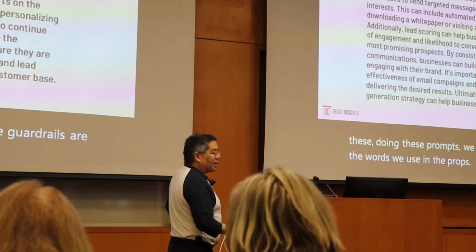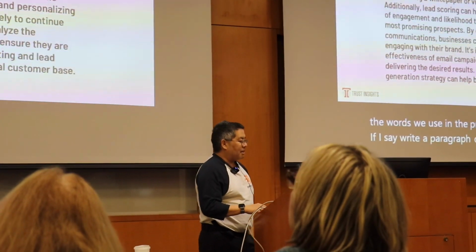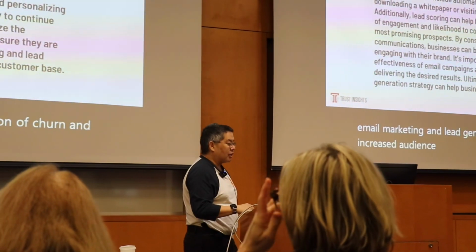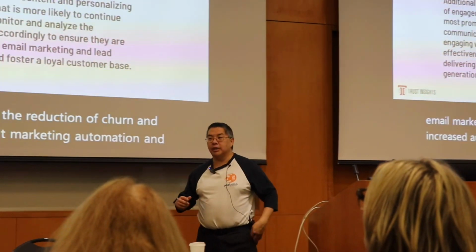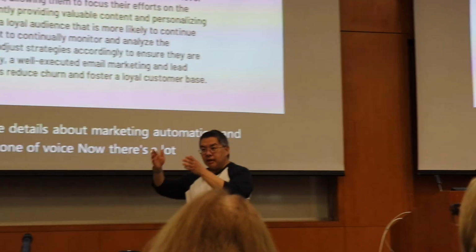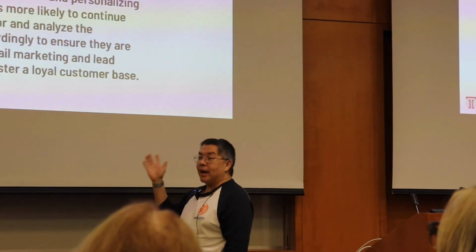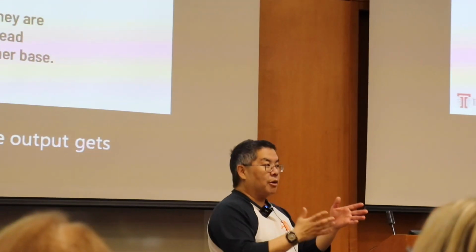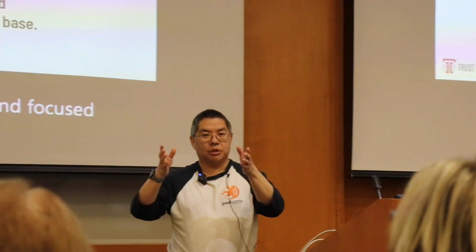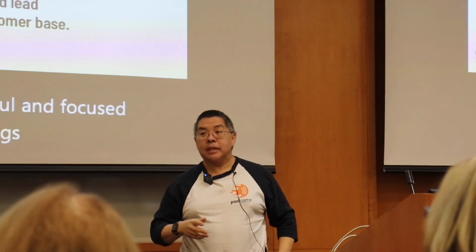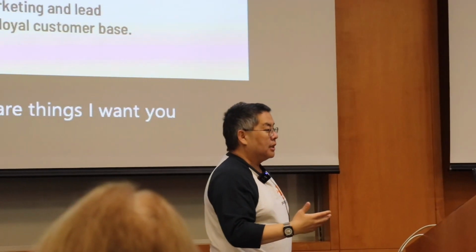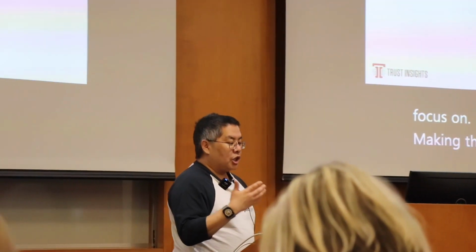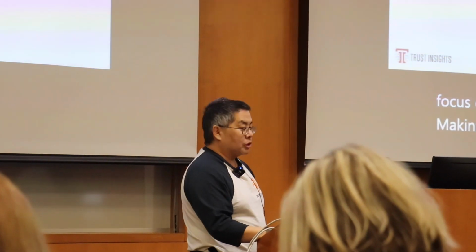If I say, "write a paragraph about B2B marketing strategy with an emphasis on email marketing and lead generation, focus on the reduction of churn and increased audience loyalty, include details about marketing automation and lead scoring, write with professional tone of voice." Now there's a lot more guardrails. And the more guardrails you put on these prompts, the better the output gets. Right? So the text that it's coming up with now is a lot more useful and focused because I gave it a lot more to work with. I said, okay, these are the things that I want you to focus on. You can also tell it, these are things do not focus on. Again, making these things work is all about just knowing the company and the words that you want to keep.